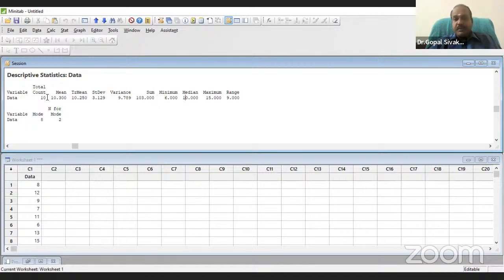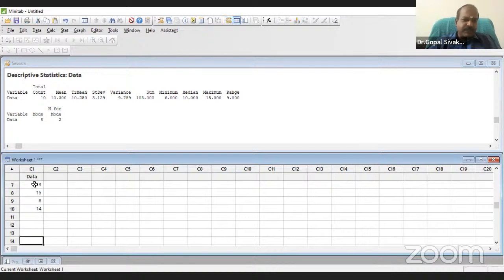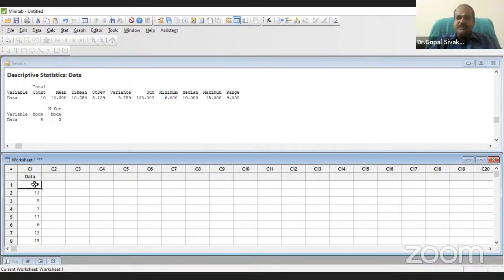Minimum is 6. Median is 10. Look here, median is 10. When I arrange the numbers in either ascending or descending order, the 10 is actually appearing in the center. Without you working for it, it is giving you. And the maximum is 15. Range is 9. And then mode is 8. Mode, anyway, 8 appeared 2 times. I think even I didn't know that. Yes, 8 appeared 2 times. So that is why it is saying n for mode is 2.